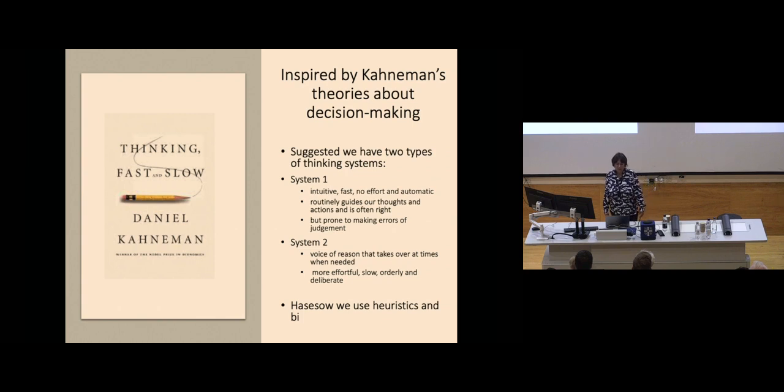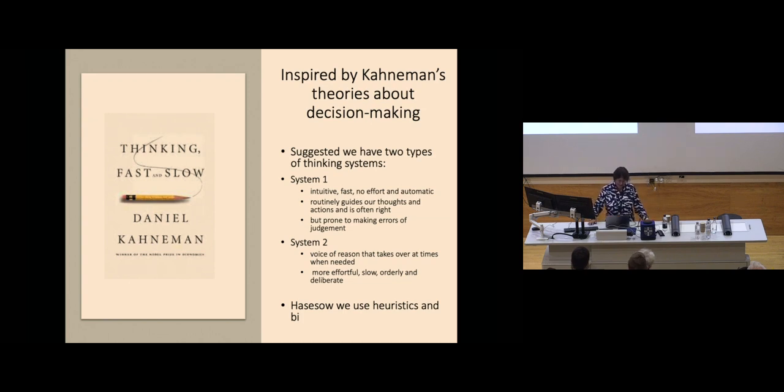So system one is this intuitive, fast, no effort and automatic thinking that has helped us in evolutionary terms with our everyday lives. And routinely, the idea is that it guides our thoughts and actions. And it's often right, but sometimes it gets it wrong and it makes errors and it can be biased. An example of system one is if I said 2 plus 2, what comes to mind? Immediately 4. It just happens automatically.